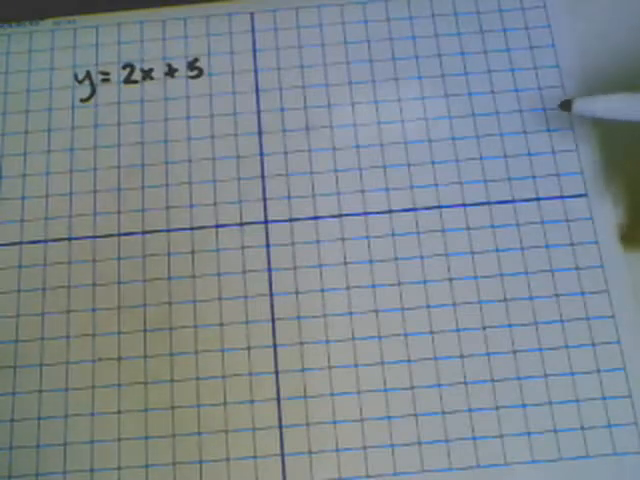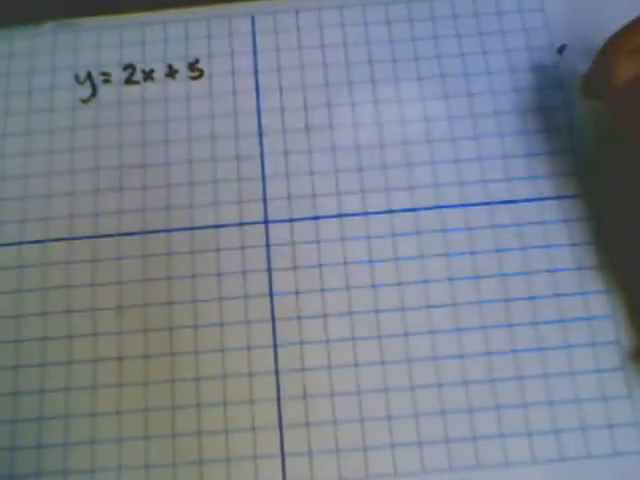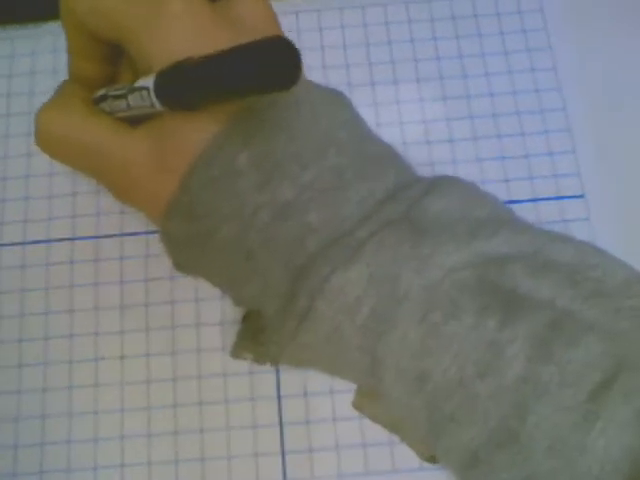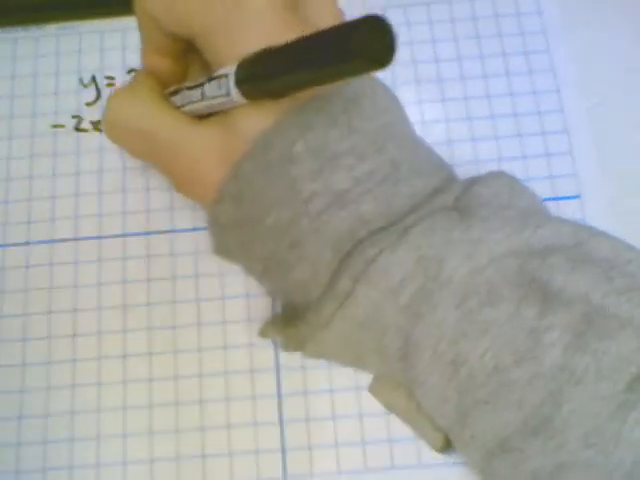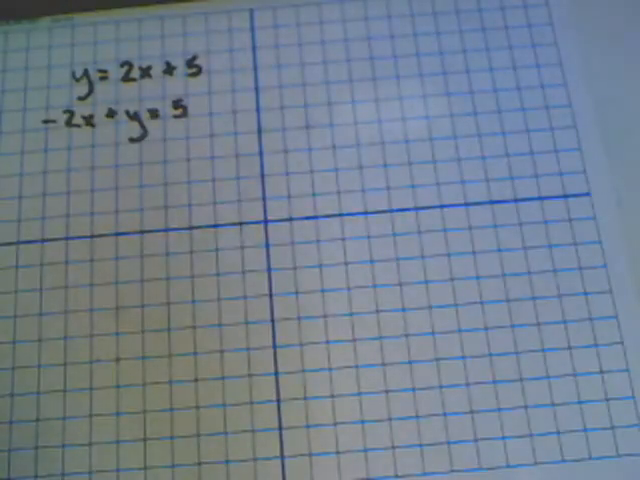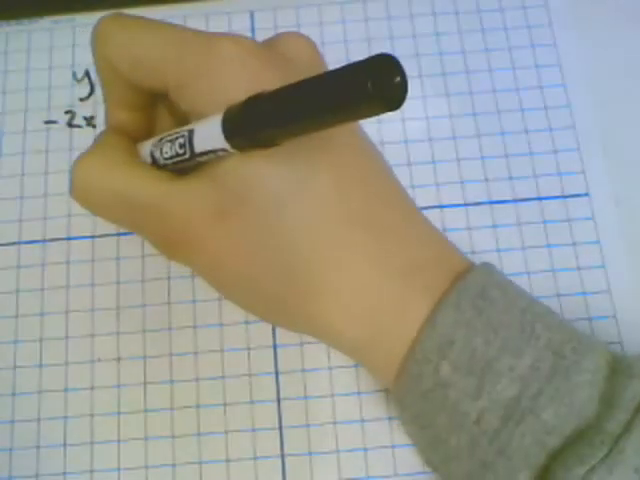So this graph also goes through the point (2, 3). To graph the equation y equals 2x plus 5, I'm first going to rewrite it in standard form. I'm going to subtract 2x from both sides and rewrite the equation to be negative 2x plus y equals 5. Next, I'm going to find the intercepts.